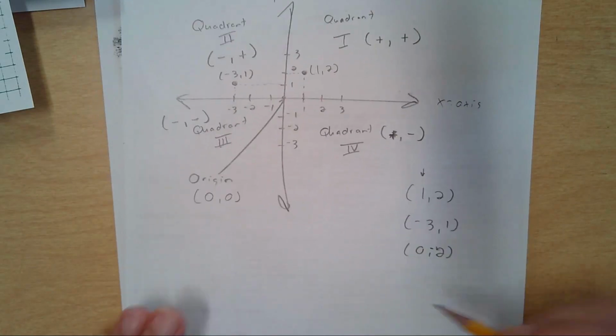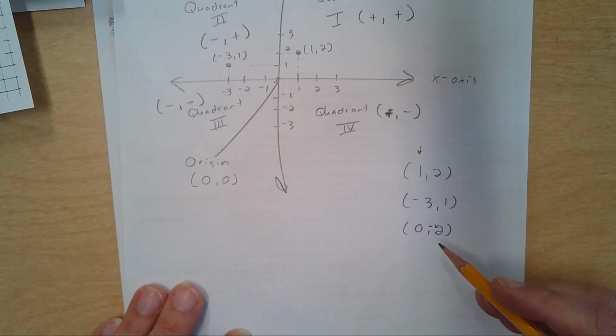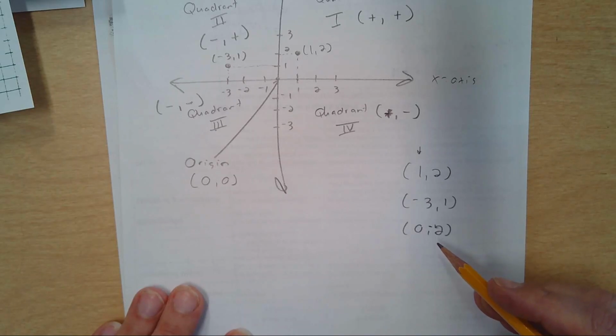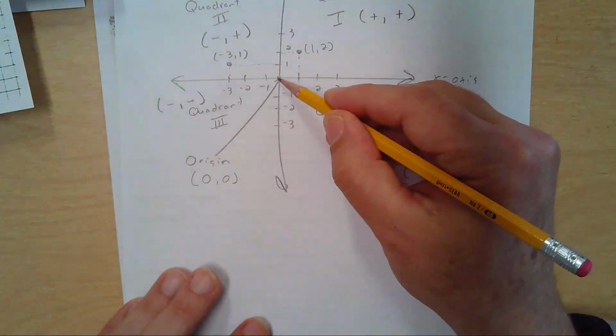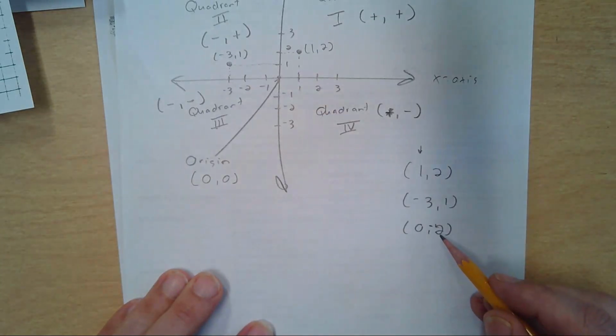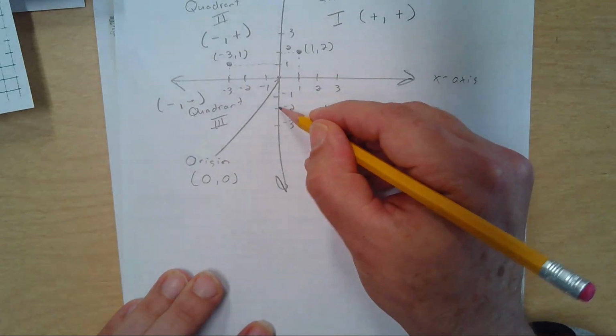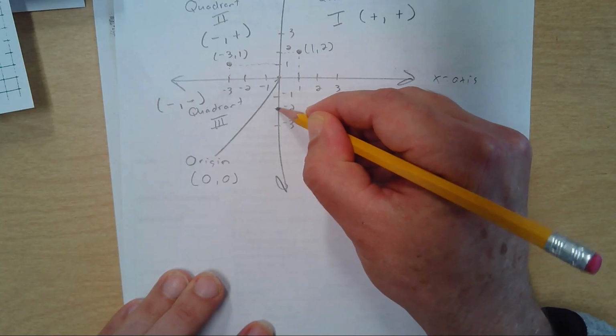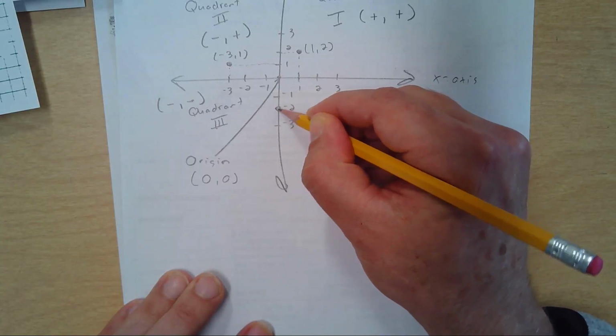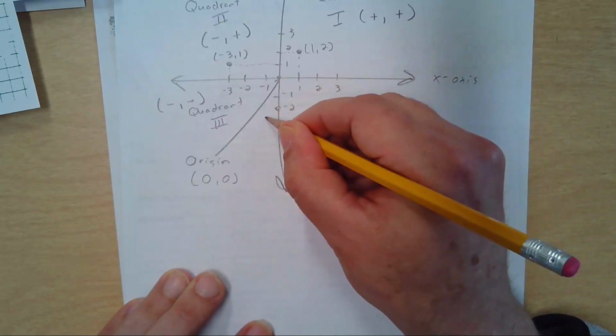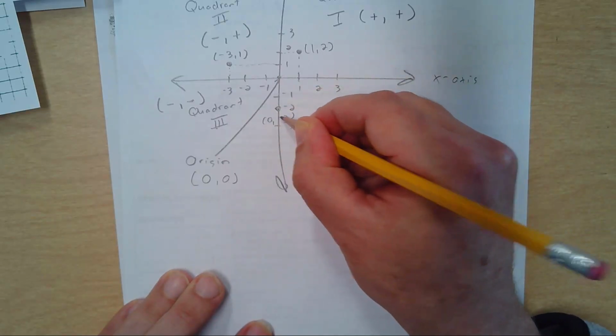(0, -2). So this time, I have a value of 0 for my x, which means there's no left or right movement at all. And my y value is -2, which is right here, so that would land right there. All right, that's (0, -2), right here.